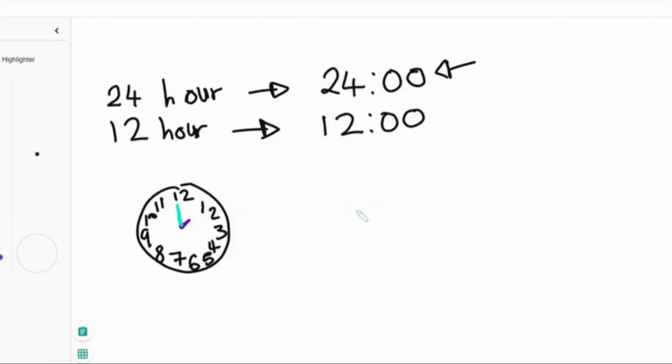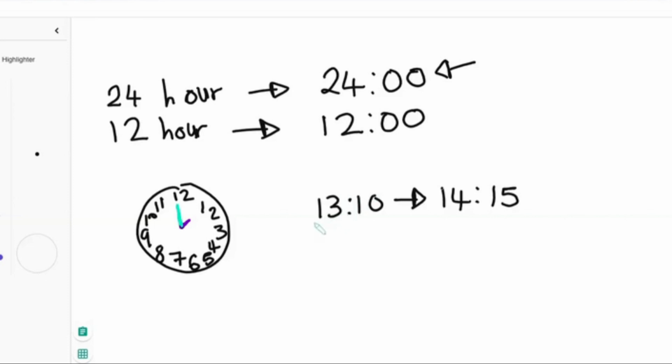All right, so our next time is, let's go for 13:10 all the way to 14:15. Okay. All right. So first thing we're going to do, nice and quickly, we're going to change these times into 12-hour times first.